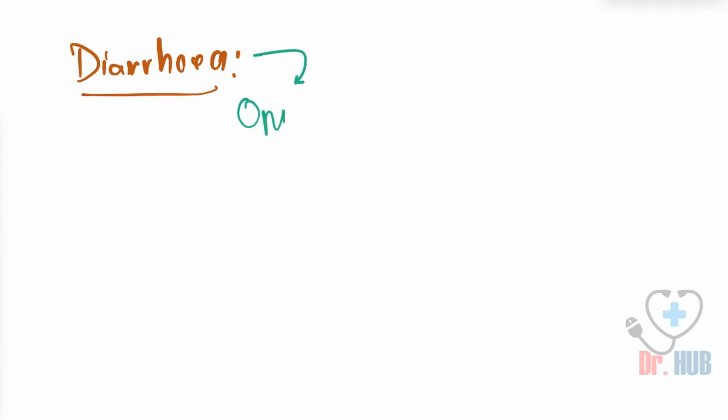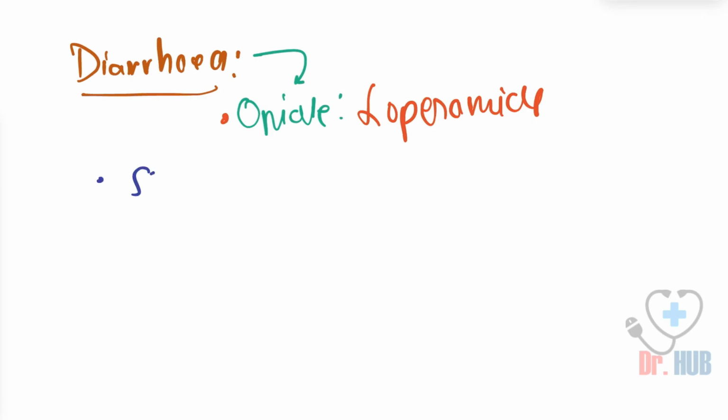The question we asked was, in case of diarrhea, how do you treat? In case of diarrhea, the treatment has some headings such as the opiate. Under opiate there is loperamide. And next after loperamide there comes the 5-HT3 antagonist. This is nothing but alosetron.